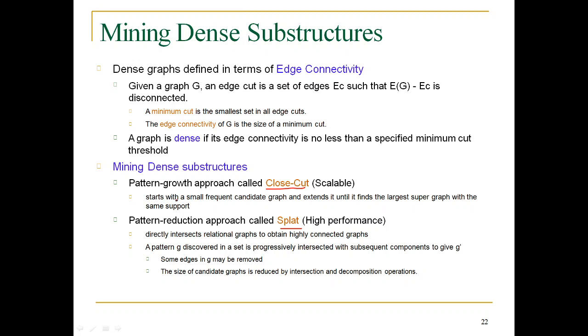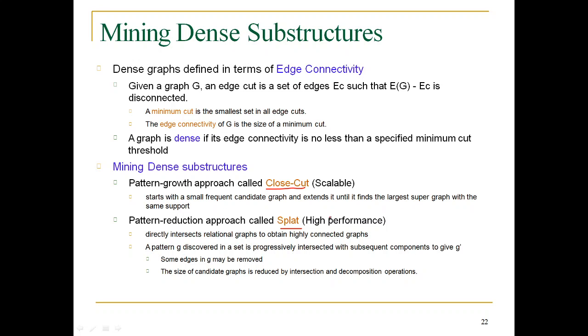So in the close cut, it will start with the smaller frequent subgraphs, the frequent candidate graphs, and extend until the larger supergraph with the same support. Then in the splat, it directly intersects the relational graphs to obtain a highly connected graph. The pattern G discovered in a set is progressively intersected with the subsequent components to give G dash.